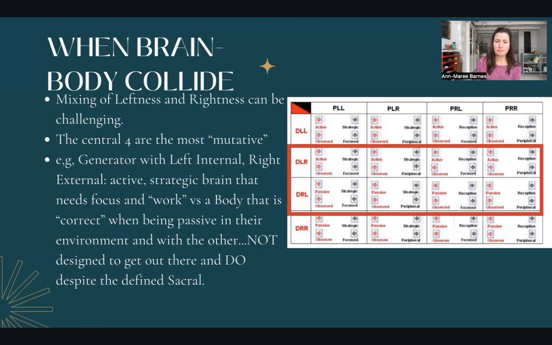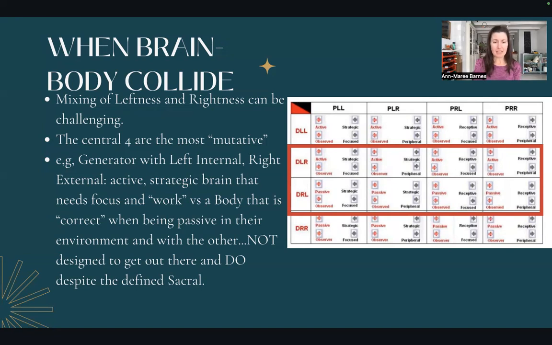Imagine that you're a generator and you have a left internal and a right external. So you could be this generator. You could also be this generator. You could be any of these, because all we're specifying is a left internal and a right external. So you could be any of these other combinations as well. If you've got the left internal, you've got that active strategic brain that really needs a focus and work, versus a body that is correct when being passive. And this is what I was talking about. This generator, if you're told in a surface level human design reading and you stop there in your experiment that, oh, you're a generator, sacral energy, you're designed to work, you can just go and work, you're here to work.